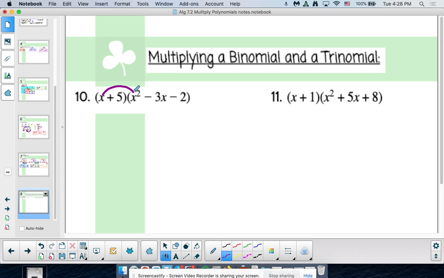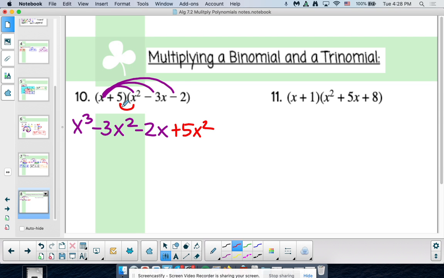So let's start here. X times x squared would be x to the third. X times negative 3x would be negative 3x squared. And x times negative 2 would be negative 2x. Okay, so we multiplied the first term of our binomial by everything in that trinomial. Now let's do the same thing with our 5. So 5 times x squared would be 5x squared. 5 times negative 3x would be negative 15x. And then 5 times negative 2 is negative 10.